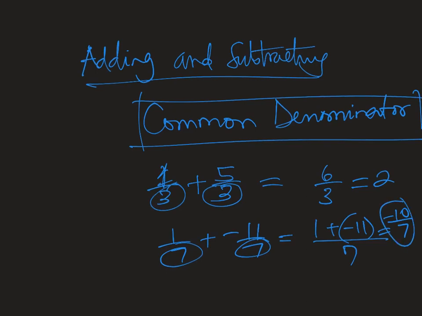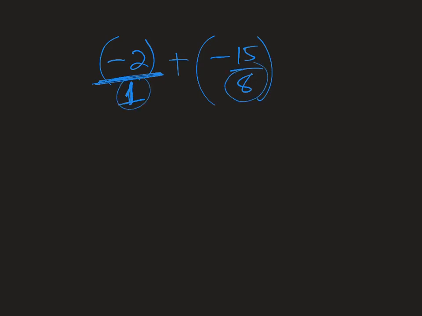So when we have a common denominator, we can just add right across. But what happens in problems like number 58, where we don't have a common denominator? We have negative 2 plus negative 15 over 8. So in this case, we technically have negative 2 over 1. And so we have different denominators. If we have different denominators, that means that we need to basically find a way to get a common denominator.